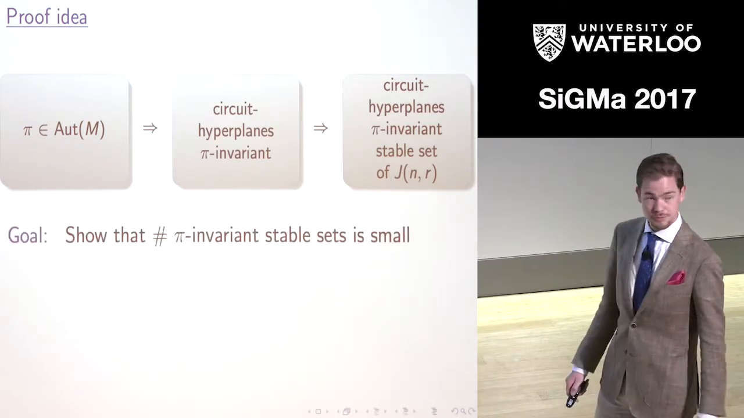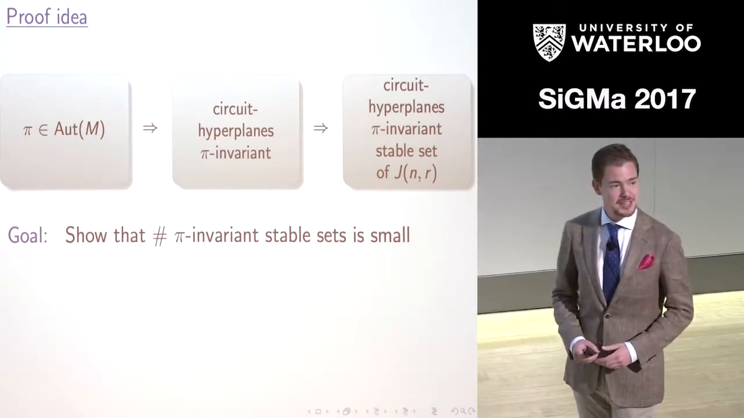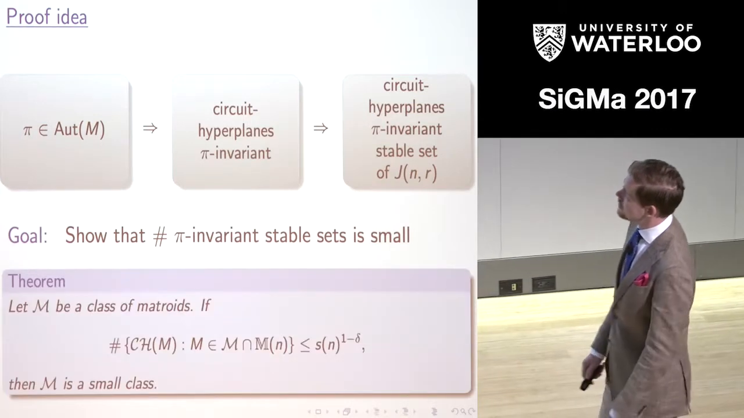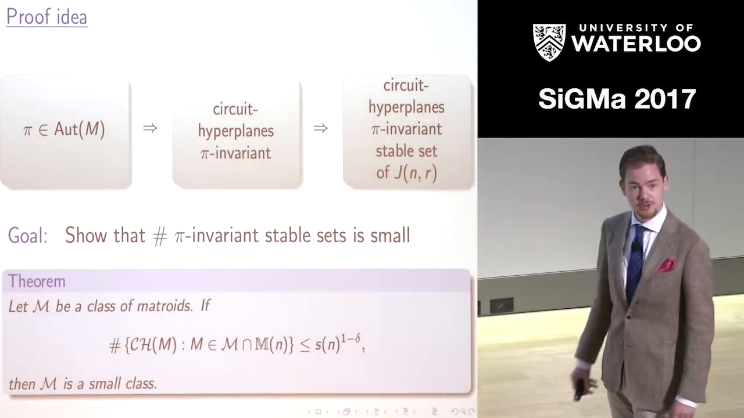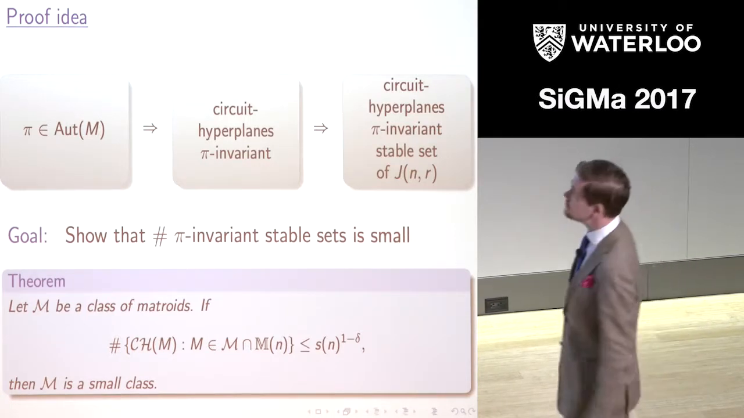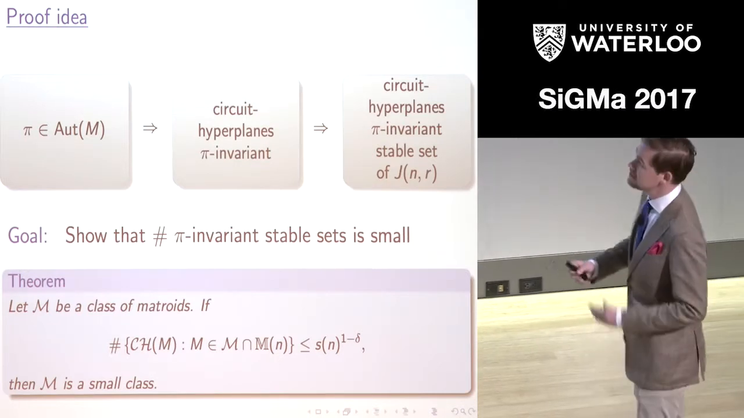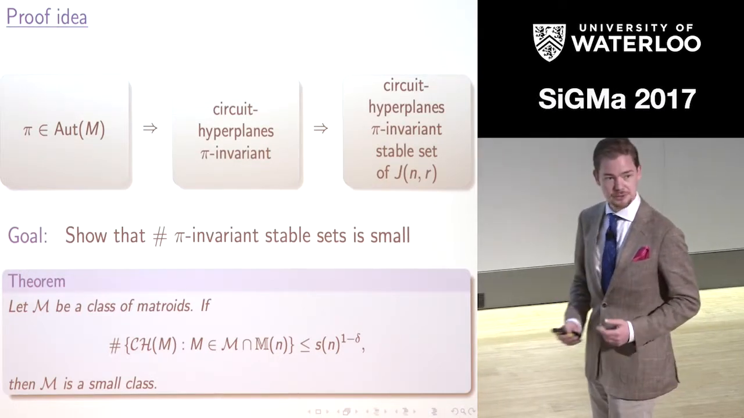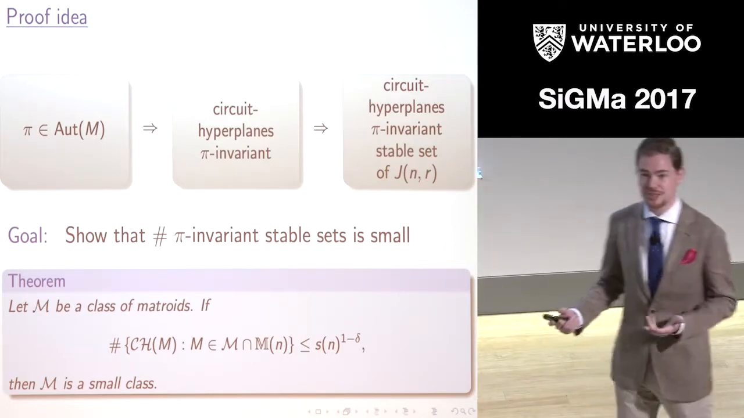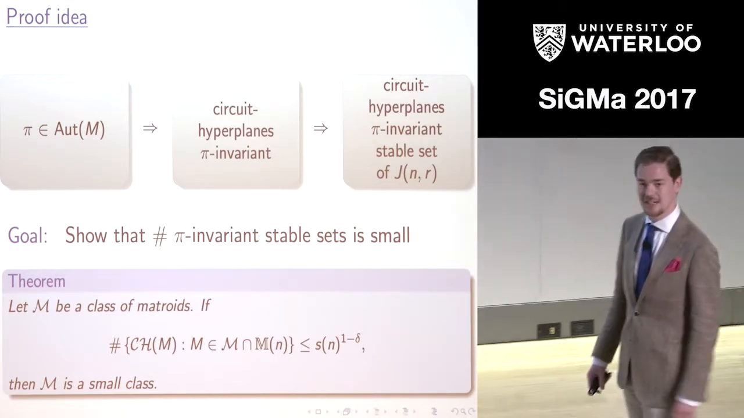So here's our goal for this talk. We want to show that the number of pi invariant stable sets of the Johnson graph is very small. And then we can use one of the general theorems that we proved. I will not explain what it means exactly; I will just refer back to Rudi's talk. It says that if we have a class of matroids and there is a very small number of possible circuit hyperplanes, then the class is necessarily small.